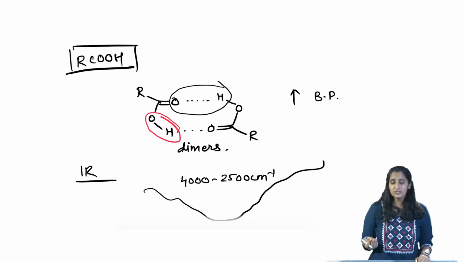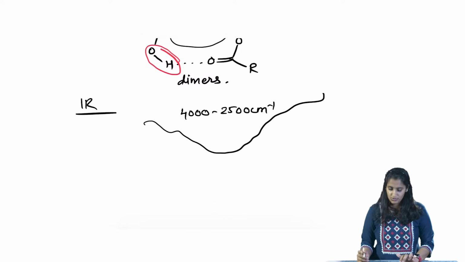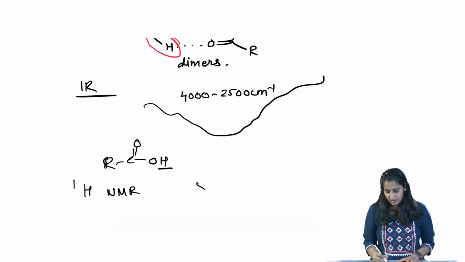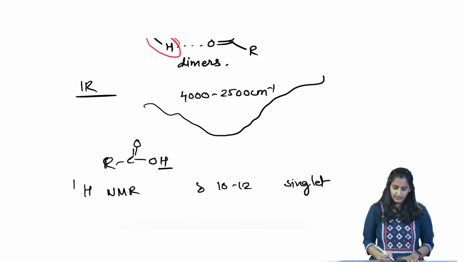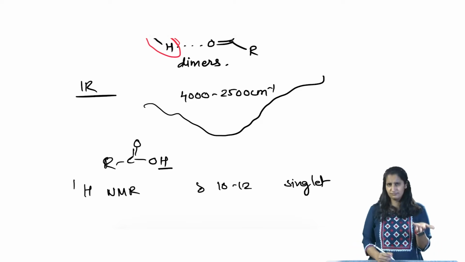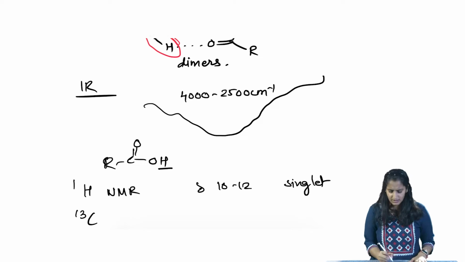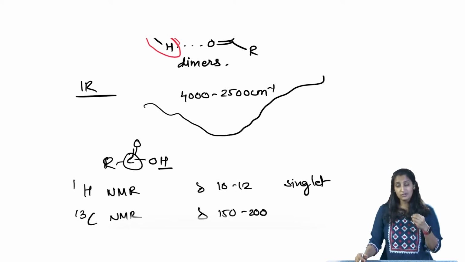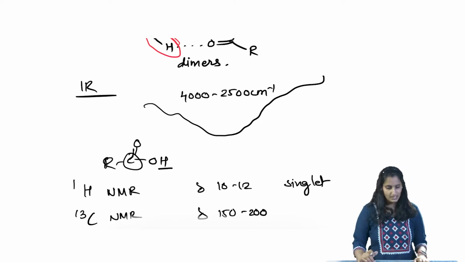When it comes to other spectra, carboxylic acids are going to show this hydrogen, the RC double bond OH. This particular proton is going to show up in the proton NMR at around delta 10 to 12, and it is always a singlet. And in the carbon 13 NMR, we have not discussed it a lot, but the carbonyl carbon will show up around 150 to 200 delta. So, that is about the spectroscopy, or the spectral peaks, of carboxylic acids.